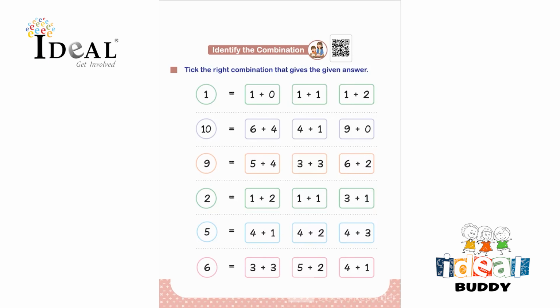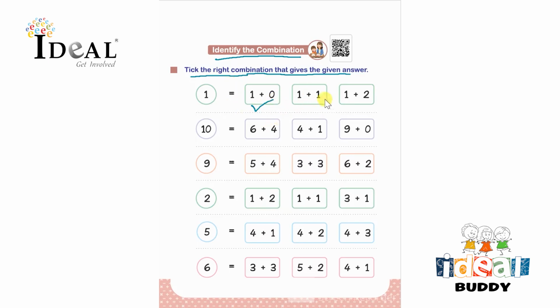Hello everyone. In this page, the child will identify the combination. So here they have to tick the right combination that gives the given answer. So here 1 is given. So 1 plus 0 is 1. So this is the correct option or the correct combination that is given.